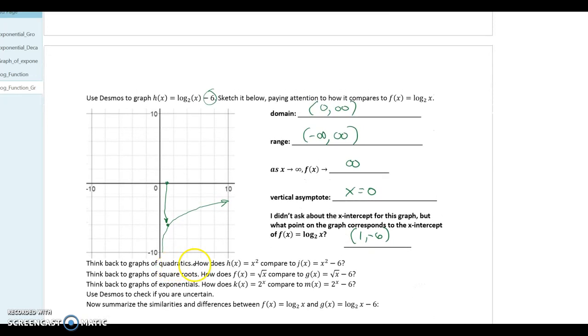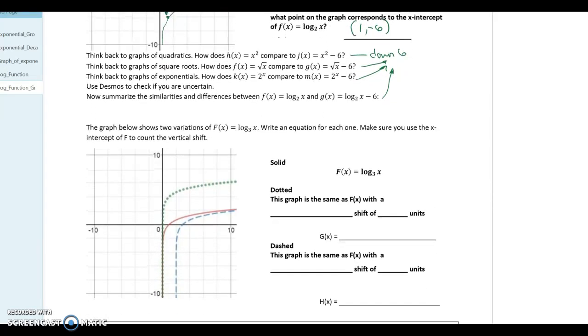So, again, think back to quadratics. Again, it wasn't inside the parentheses. This moved the parabola down 6. Again, it wasn't inside the radical, so it moved that graph down 6. The exponential growth, again, moved it down 6, and we saw the same thing here as well.